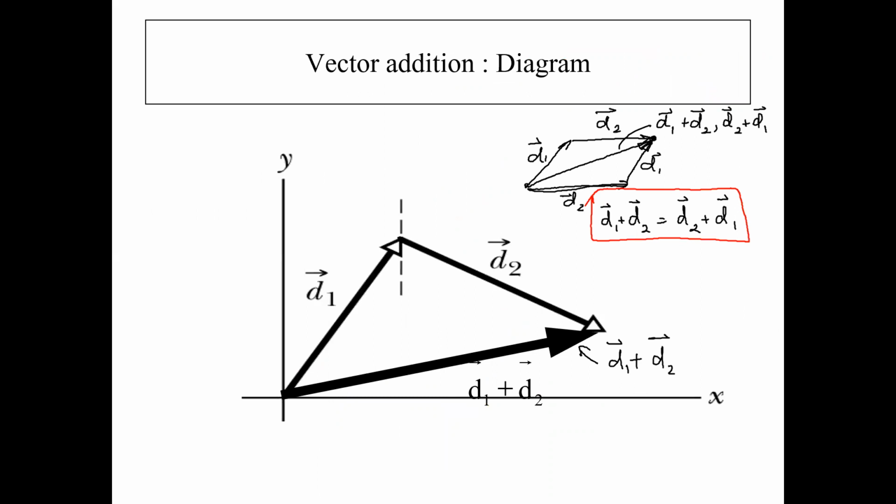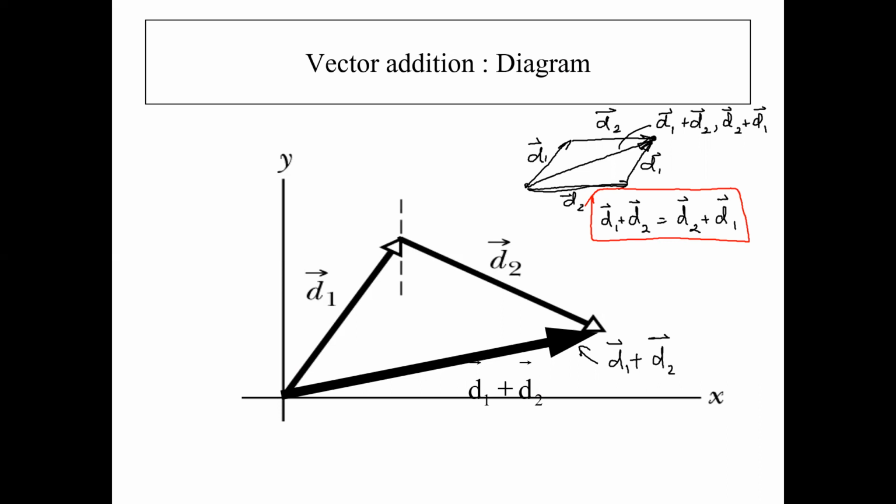Now to add vectors in a picture, the way we add them is that we put the second vector at the end of the first one. So for d1 plus d2, we have d1, and then put the origin of d2 at the end of d1. The vector starting from the origin of the first vector to the end of the second vector is called the addition vector, or resultant.